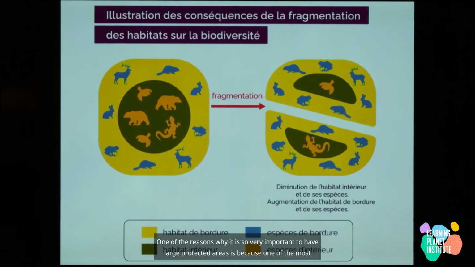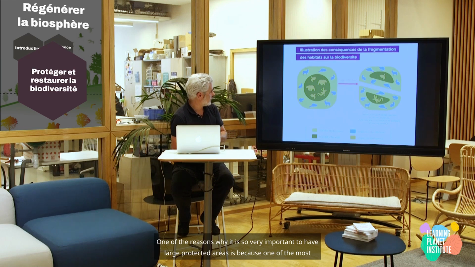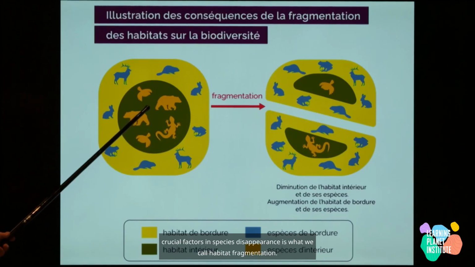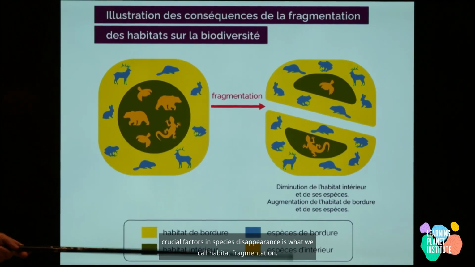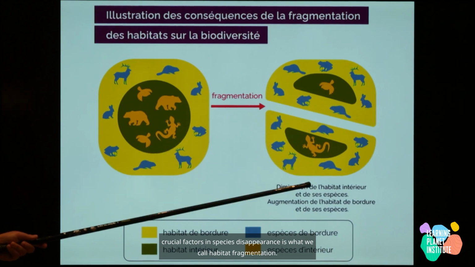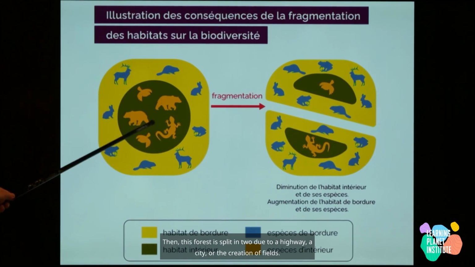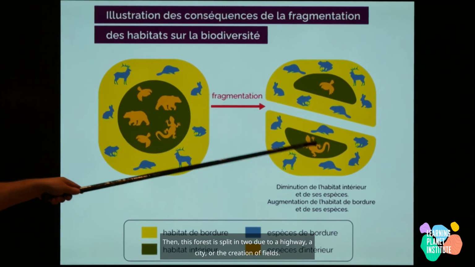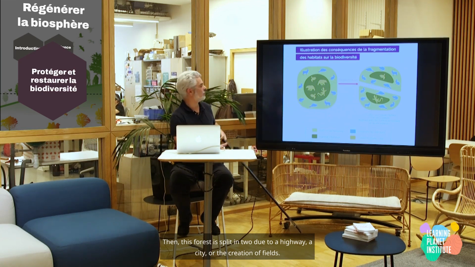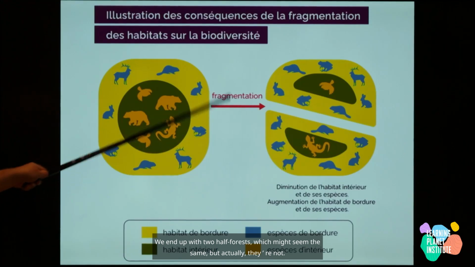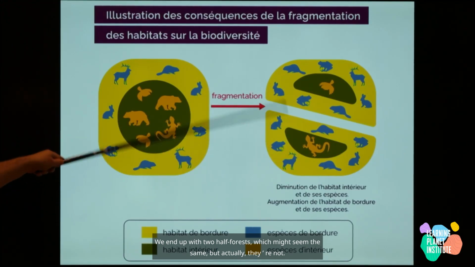One of the reasons why it is so very important to have large protected areas is because one of the most crucial factors in species disappearance is what we call habitat fragmentation. This is represented here in a very schematic way. Imagine a habitat such as a forest. Then this forest is split in two due to a highway, a city, or the creation of fields. We end up with two half forests, which might seem the same, but actually they're not.